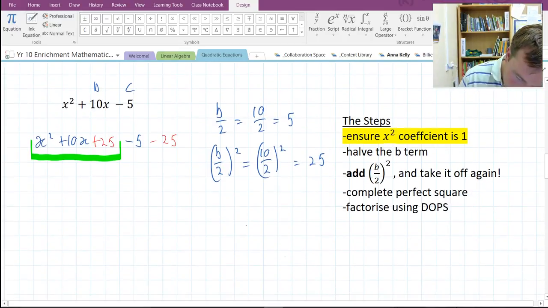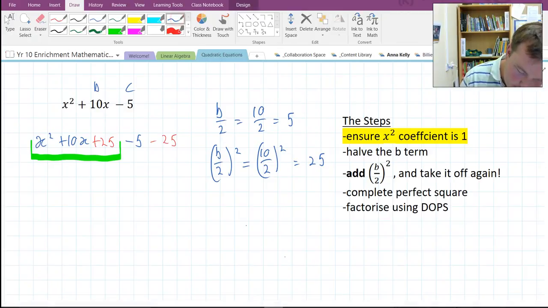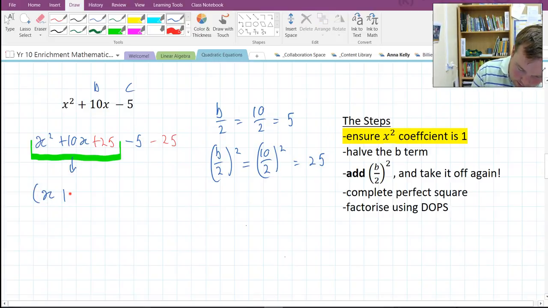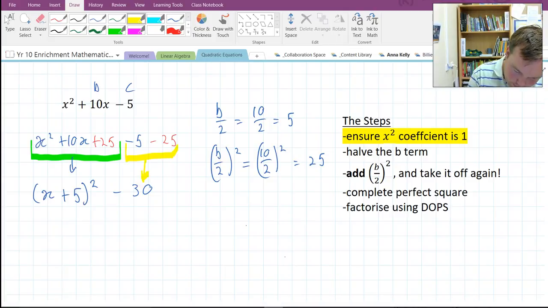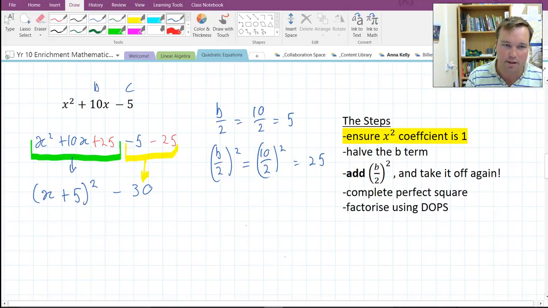Alright. That a there is 5, and what that means is this portion I've highlighted in green can be factorised to x plus 5 all squared. And what's left is take 30. So that yellow combines here to form that. Now, take a second to convince yourself that this green is in fact that squared factor. Alright. And so far, we've completed the square.